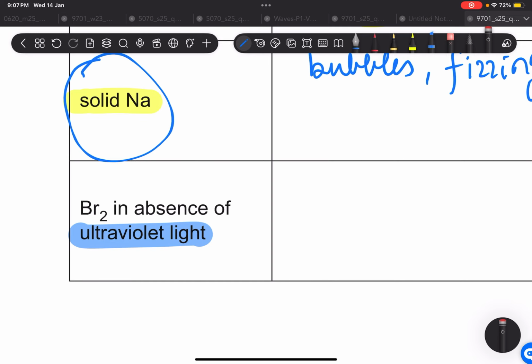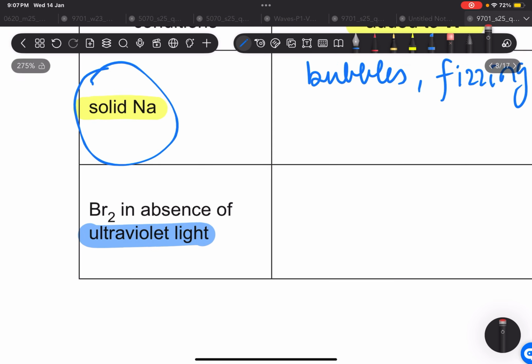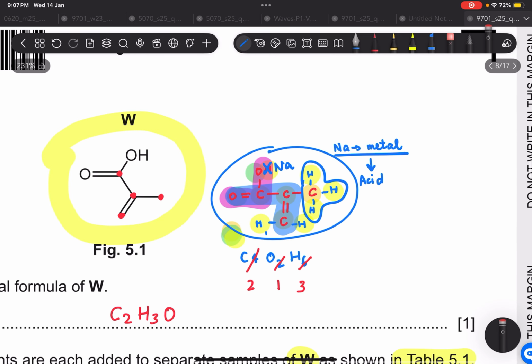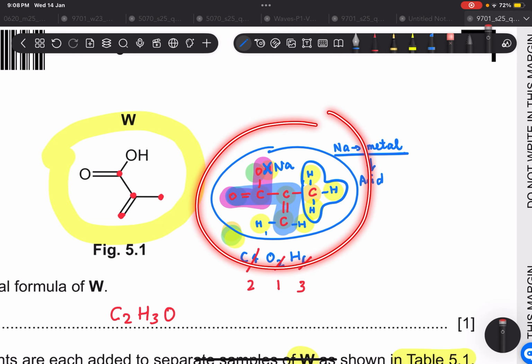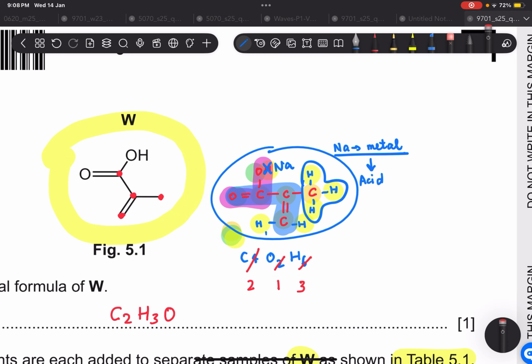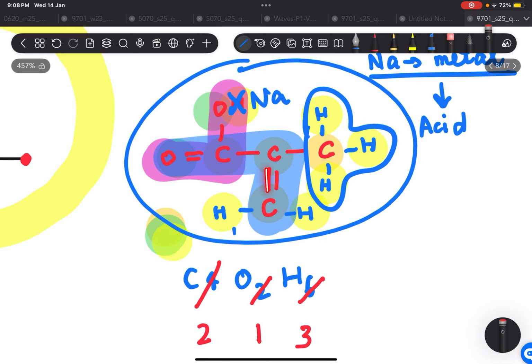Now, the question is Br2, we know it's going to be used for testing alkenes, but why does the question say in the absence of UV light? Do you know why? To avoid free radical substitution in this compound. Always remember, free radical substitution doesn't only happen in alkenes. Free radical substitution can happen in any compound, be it a carboxylic acid or an alcohol. In the presence of UV light, free radical substitution can happen even without breaking the double bond.